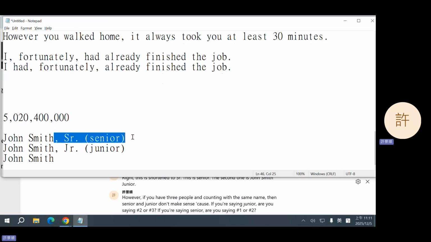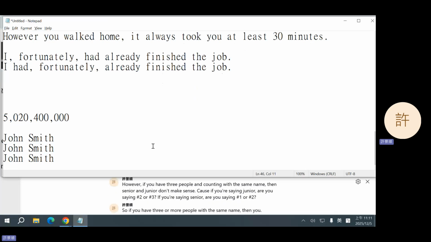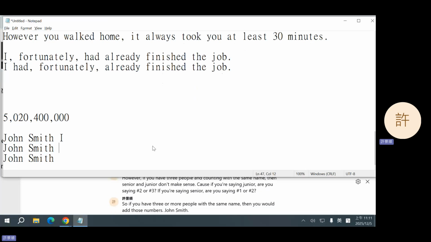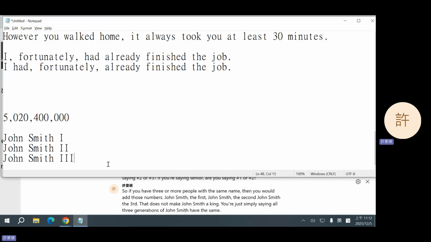So if you have 3 or more people with the same name, then you would add those numbers. John Smith the first, John Smith the second, John Smith the third. That does not make John Smith a king. You're just simply saying all 3 generations of John Smith have the same name.